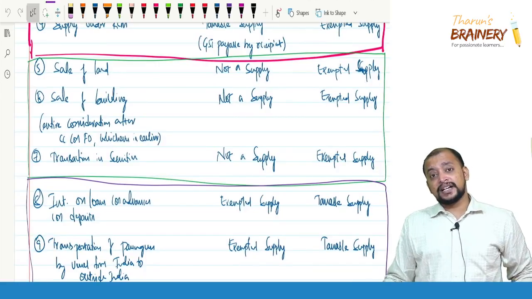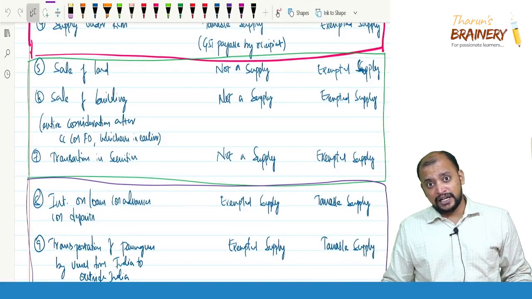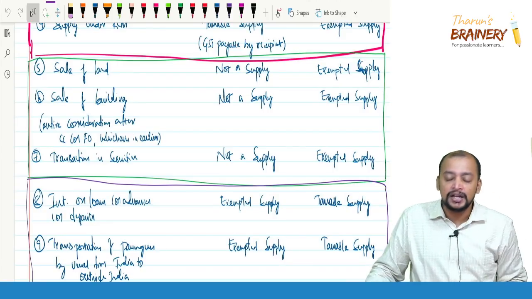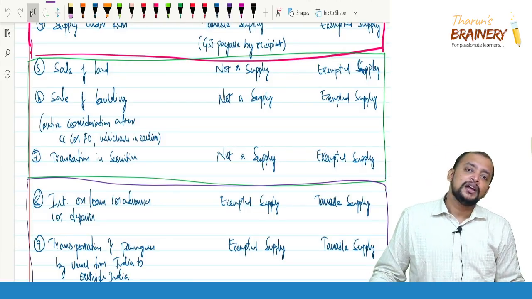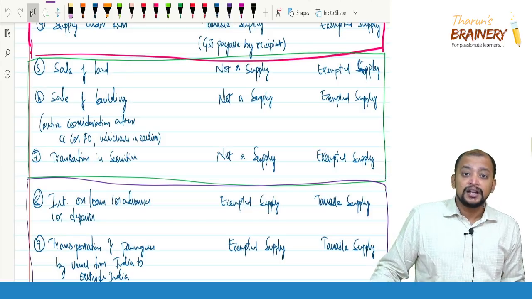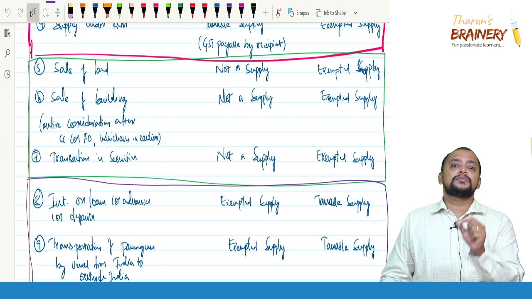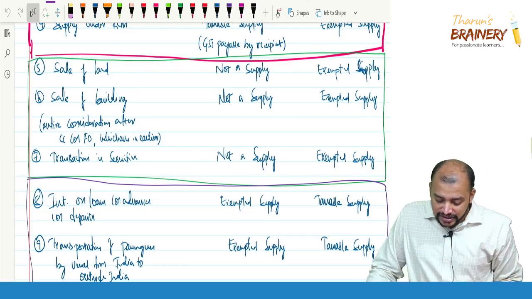Then sale of land, sale of building and transaction in securities. This sale of land, sale of building and transaction in securities is literally not a supply. Why is it not a supply? Because these are excluded from supply, or it is not goods or services. But for the purpose of availment of ITC, it will be treated as exempted supply and we will inflate the value of the exempted supply based on this.